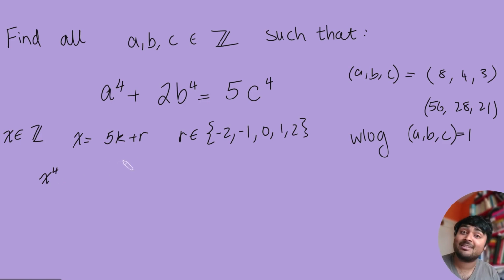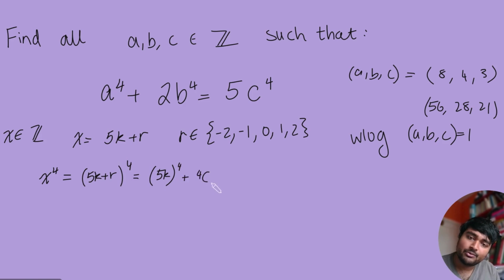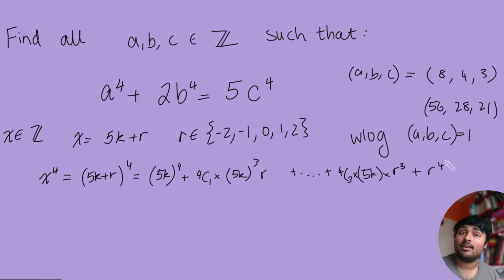Now let's raise both sides to the power of 4 here. So x to the 4 is going to be (5k plus r) to the 4. And we're just going to use the binomial expansion here. So this is (5k) to the 4 plus 4 choose 1 times (5k) cubed times r, and so on all the way down to 4 choose 3 times 5k times r cubed plus r to the 4, like so.